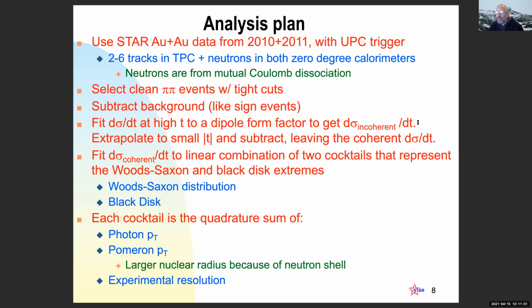And then we'll fit this coherent cross section to a linear combination of 2 cocktails that represent the Woods-Saxon and the black disk extremes, using these 2 distributions I showed you earlier. Each cocktail has 3 components. One is the photon pT, the second is the Pomeron pT, where we're getting this larger nuclear radius because of the neutron shell, and then the third component is the experimental resolution.